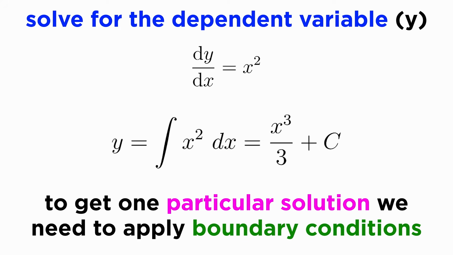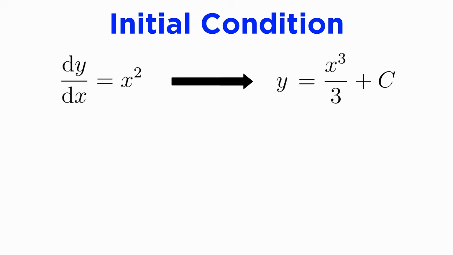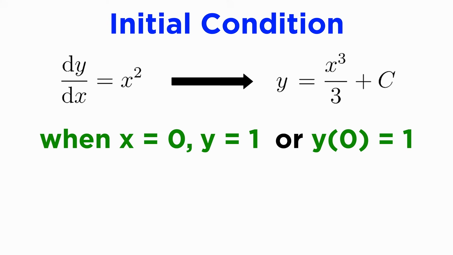If we want to narrow our family of solutions down to one particular solution, we need to constrain our general solution using boundary conditions. Boundary conditions are simple equations that tell us key information about the solution that we're looking for. A common type of boundary condition is an initial condition, which just tells us the value of the function at some point. For example, if we have the differential equation dy/dx equals x squared, and we are told that the value of y at the point x equals 0 is 1, then we can use this to find the unknown constant c.